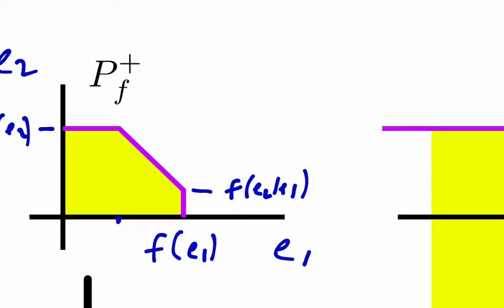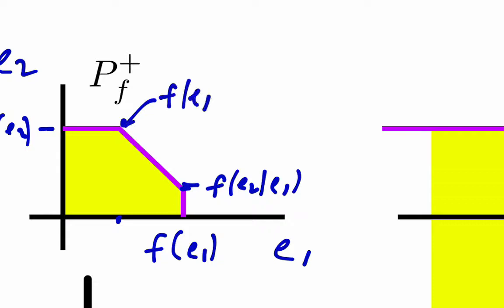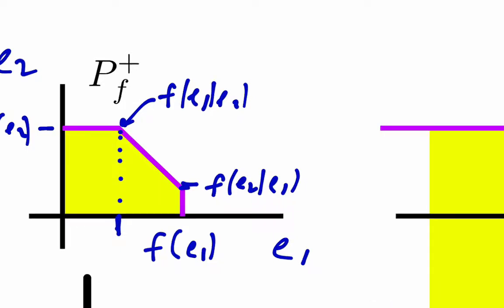Right, and this point here, oops, that was broken. This is f of E2, and this guy here is f of E1 given E2. What I mean by that is that this valuation here is f of E1 given E2, this one down here, and this valuation here is f of E2 given E1. And that's from submodularity, right?